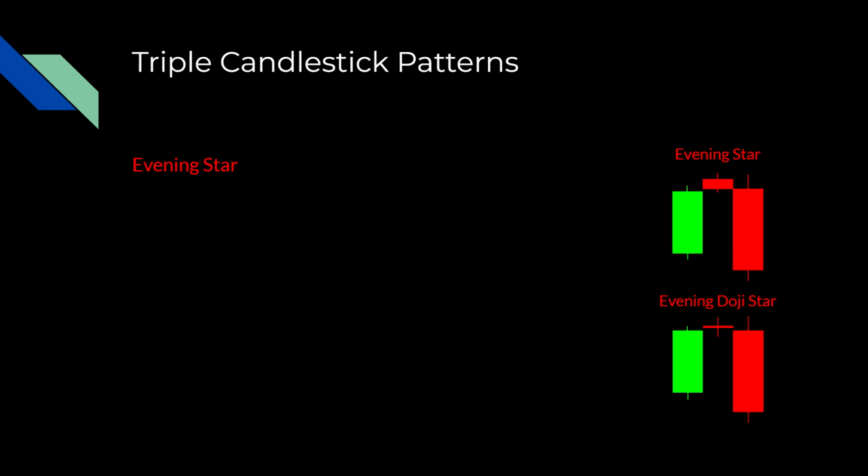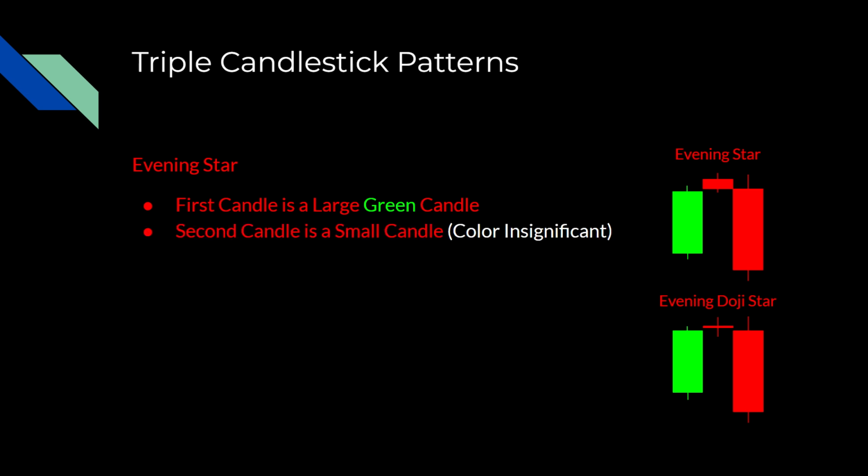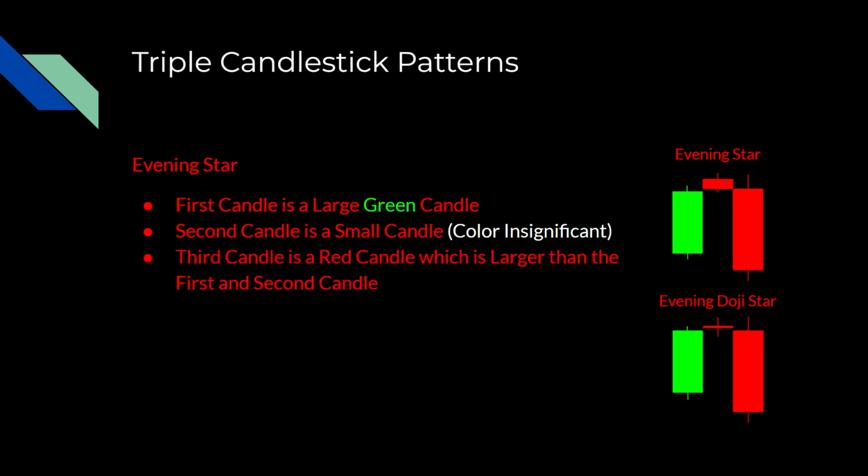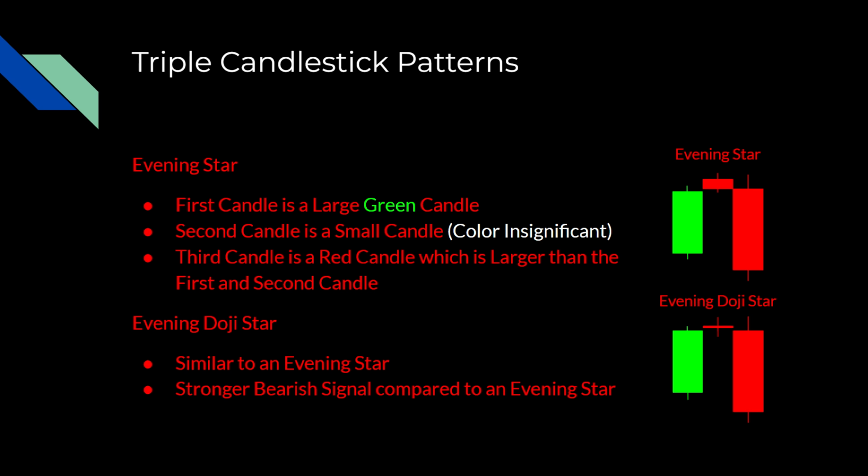The evening star consists of a green candle, followed by a small middle candle. The color of the middle candle is insignificant. The third candle consists of a red candle, which is larger than the first and second candle. An evening doji star is similar to an evening star. The only difference is that the middle candle is a doji. The evening doji star is a stronger bearish signal than the evening star.